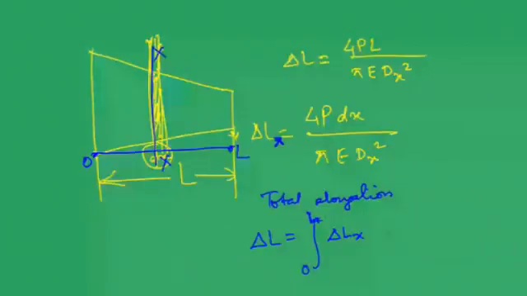Now applying the integral, I'll get 4PL divided by pi E d into d. So this will give the total elongation del L.